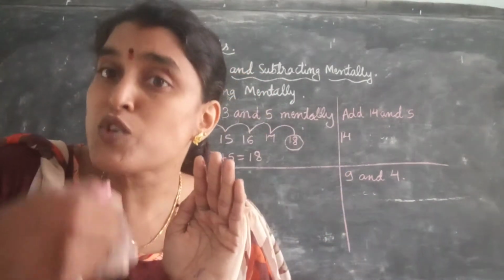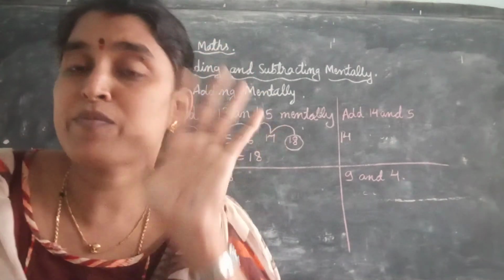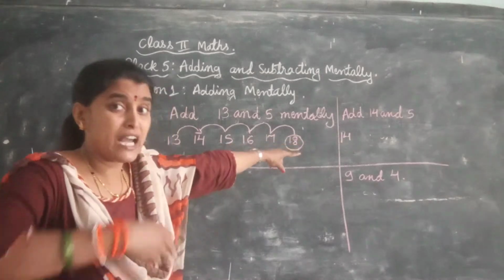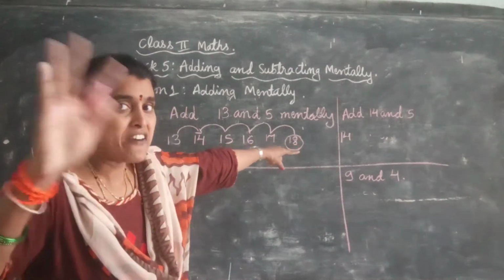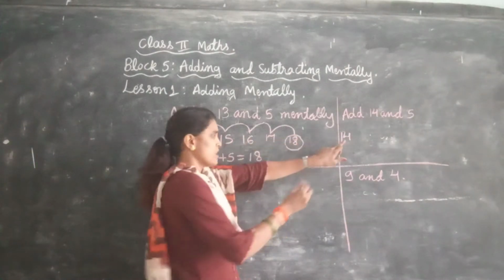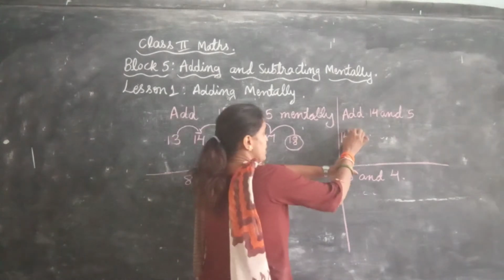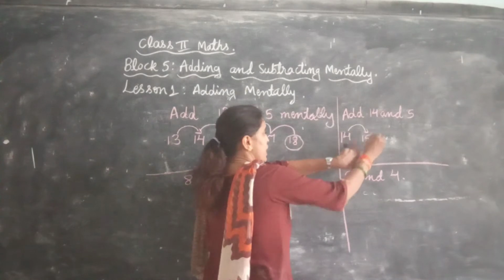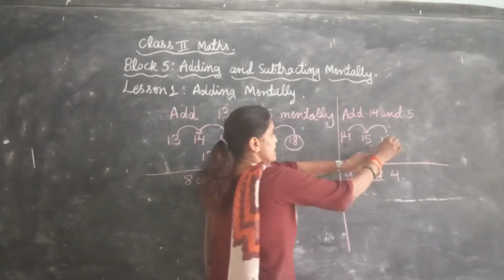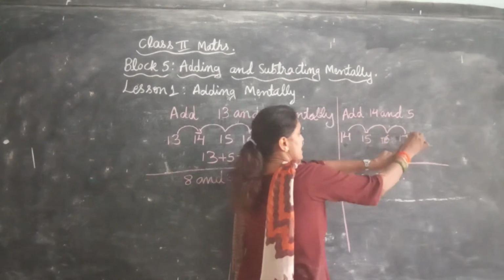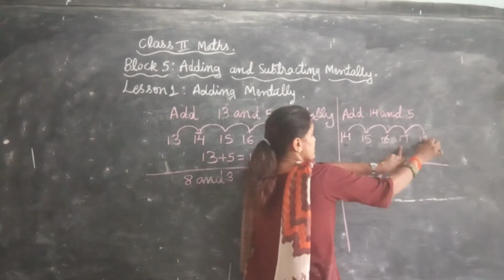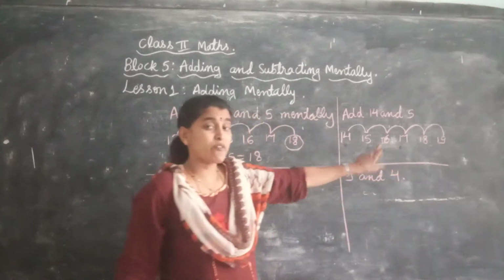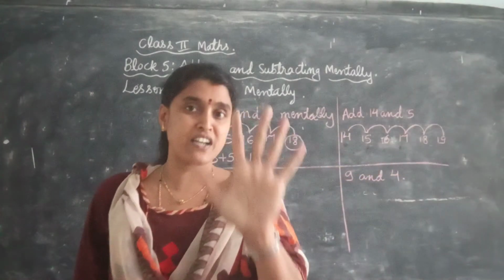We need to count by 1 five times. So starting from 14, I am counting forward by 1 five times. See? Start from 14. If I count 1 time by 1, I get 15. 2 times, 16. 3 times, 17. 4 times, 18. 5 times, 19. Here I have counted by 1 five times.